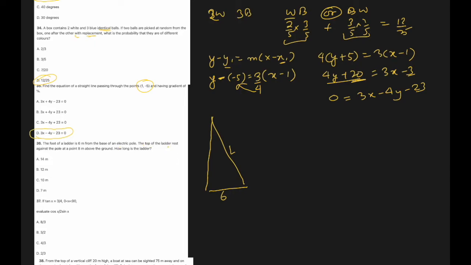The top of the ladder rests against the pole at a point 8 meters above the ground. So this is 8 meters. How long is the ladder? We will just use the Pythagorean theorem. So 8 squared plus 6 squared equals L squared. 64 plus 36 is 100, and the square root of 100 meters is 10 meters. Okay.